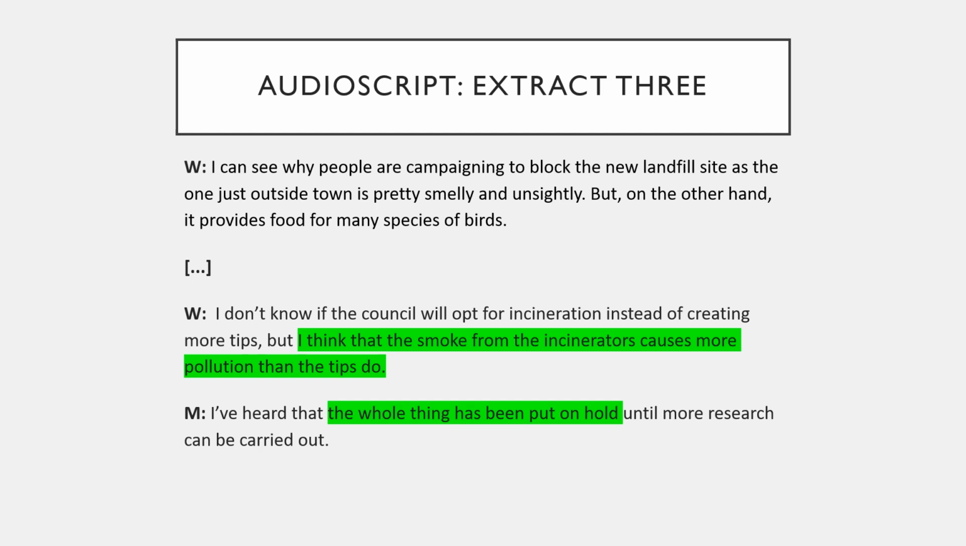And for question 6, when it comes to the plans, the speakers do mention the protesters. They say people are campaigning to block the new landfill site. However, they do not mention blocking any research. So this is a red herring. The answer is only partially true, so it cannot be C. Again, there is a clear quotation that supports A as the answer. It says the whole thing has been put on hold. So to put something on hold means to stop it for the time being.